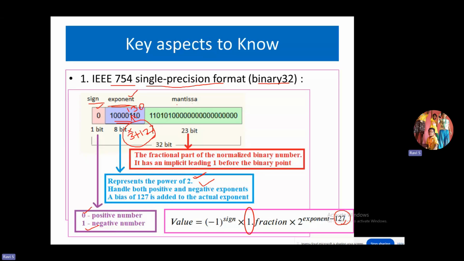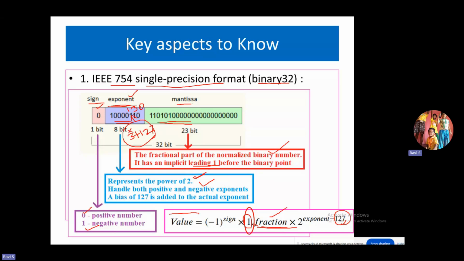The next one is the mantissa part. Mantissa is nothing but the fractional part which follows after the binary point. It has a leading one which is not stored anywhere. By default, a 1 comes here, followed by the binary point, after which we write the mantissa, which is nothing but the fraction part which follows here.